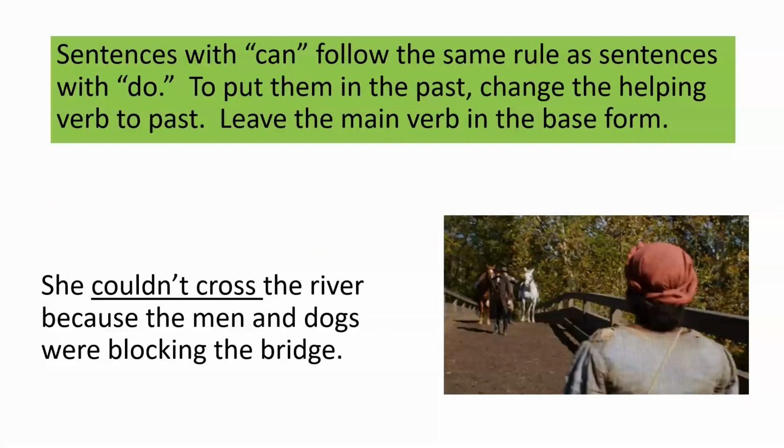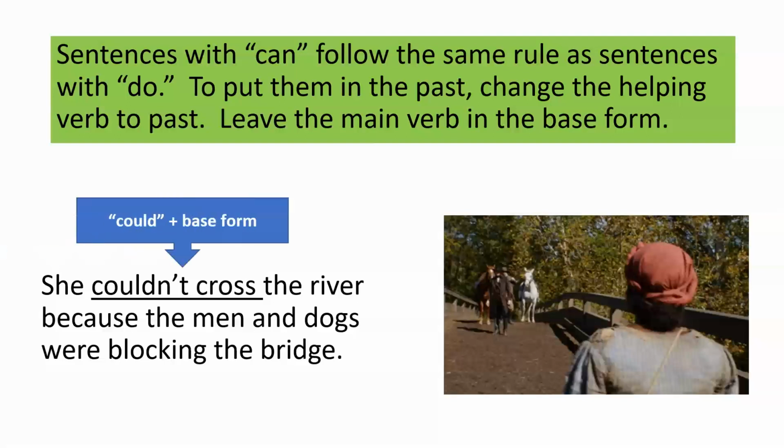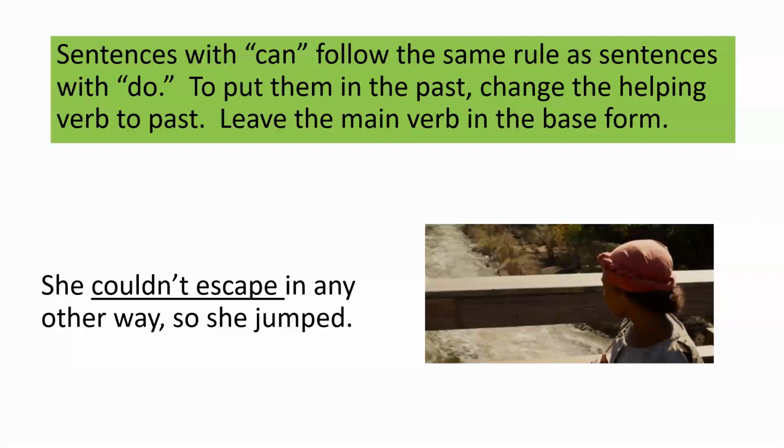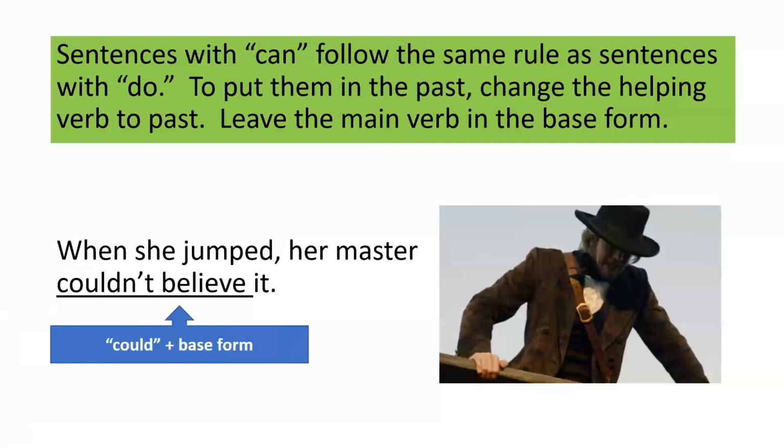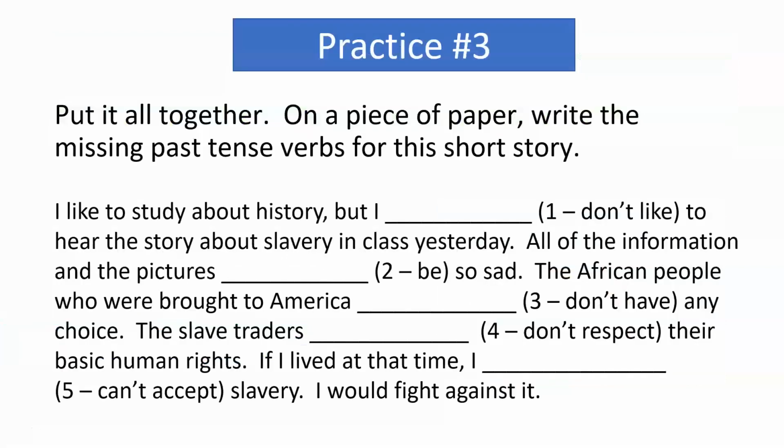She couldn't cross the river because the men and dogs were blocking the bridge. There we see it again. She couldn't escape in any other way, so she jumped. And when she jumped, her master couldn't believe it. He couldn't believe it. So, there we go. I would like you to practice all the things we've been studying. Please pause the video, read this paragraph, and on a piece of paper, write the missing past tense verbs for this short story.